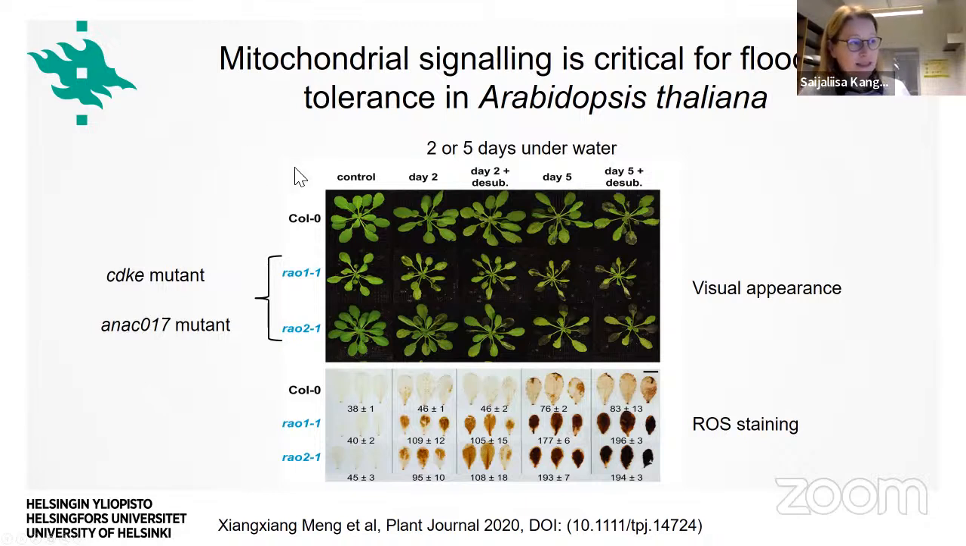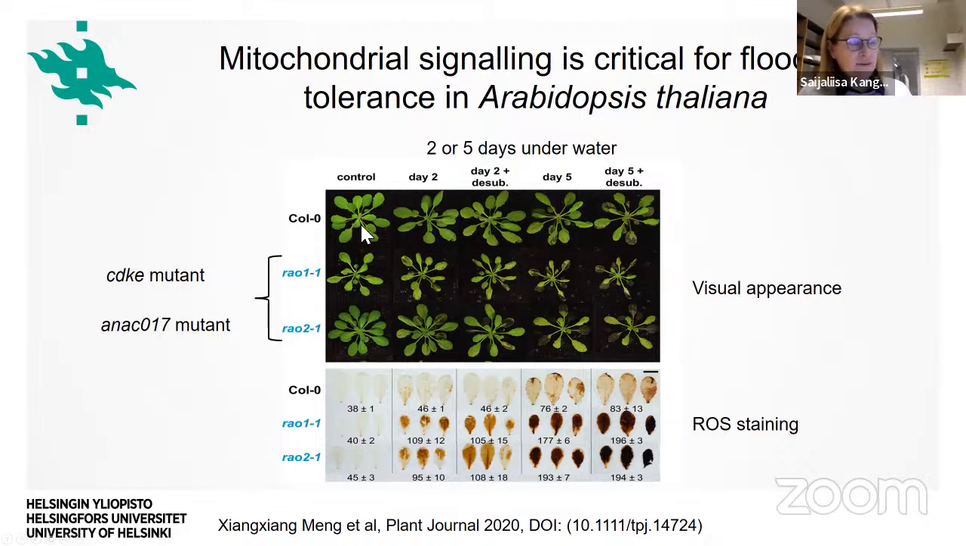So what they did was they just submerged the plants 10 centimeters underwater, and after a couple of days they collected samples and took some out from the water for recovery. So this desub means desubmergence. And then another time point at 5 days underwater, and then again recovery from the treatment.